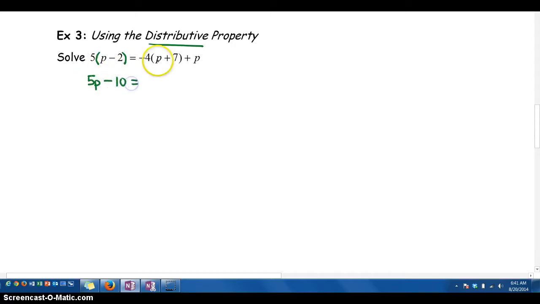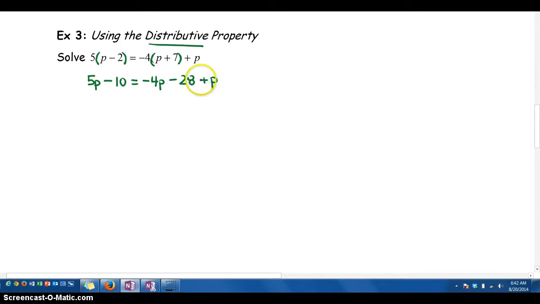Now on the other side we have another set of parentheses, so we're going to have to distribute negative 4 to the p as well as the 7. So we're going to get negative 4p. Well, negative 4 times 7 is negative 28 plus p.